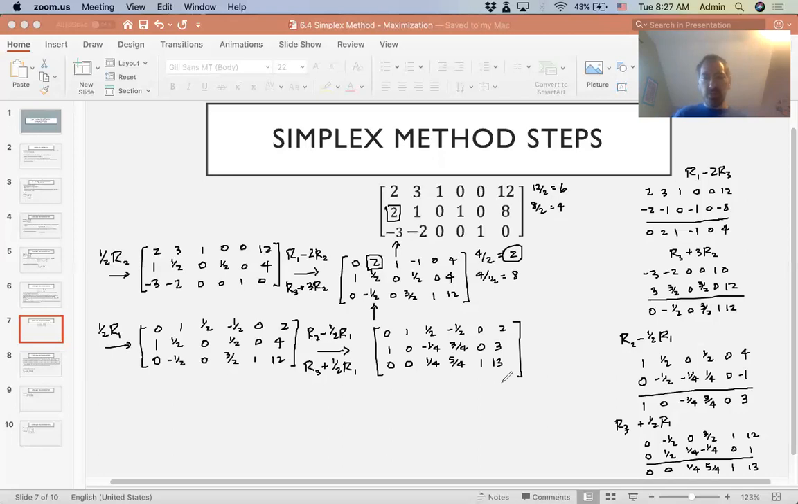All right, so now we've reached step 8 again. Okay, are there any negative entries in the last row? Now they're all positive or 0. Okay, so that's what we want. We want non-negative numbers in that last row. That's when we know we're done.